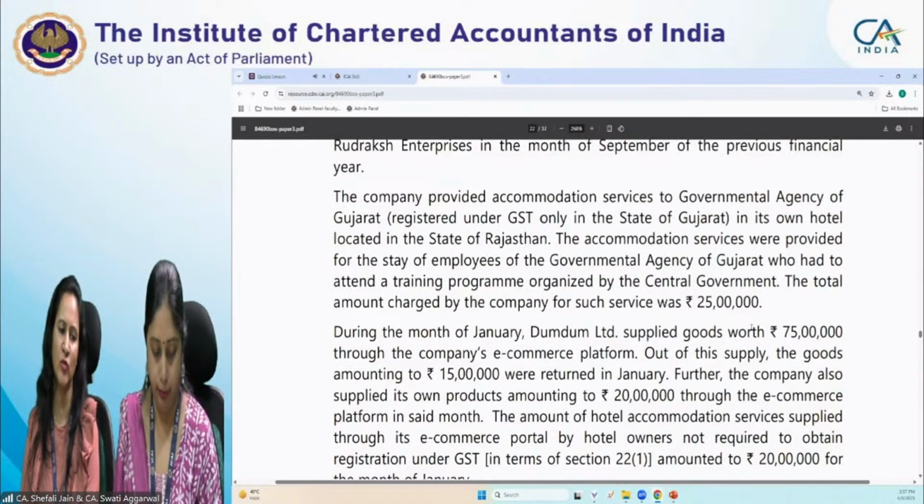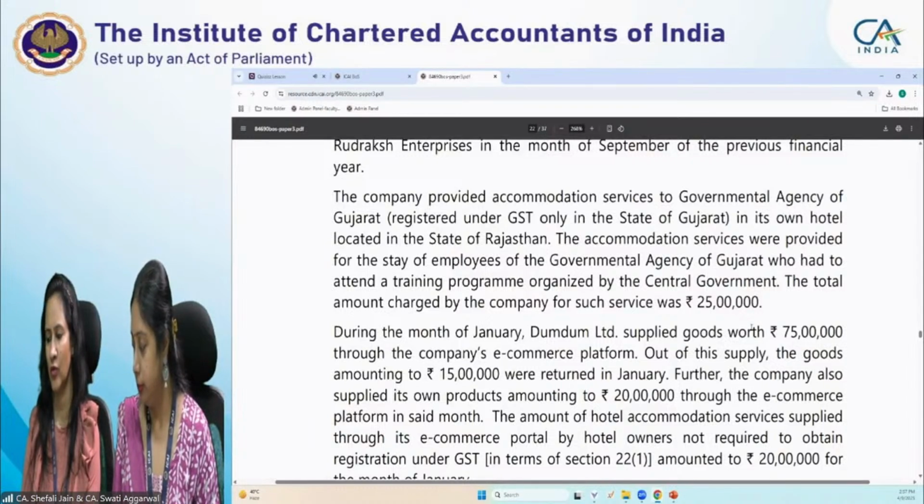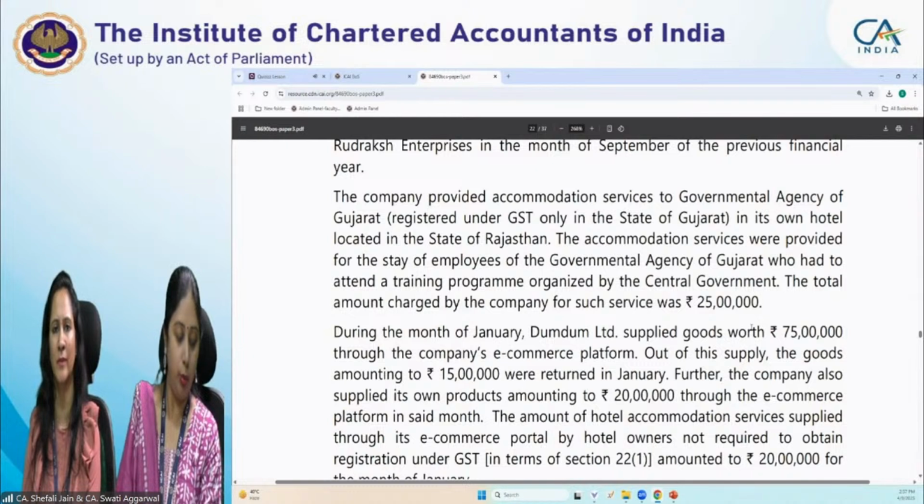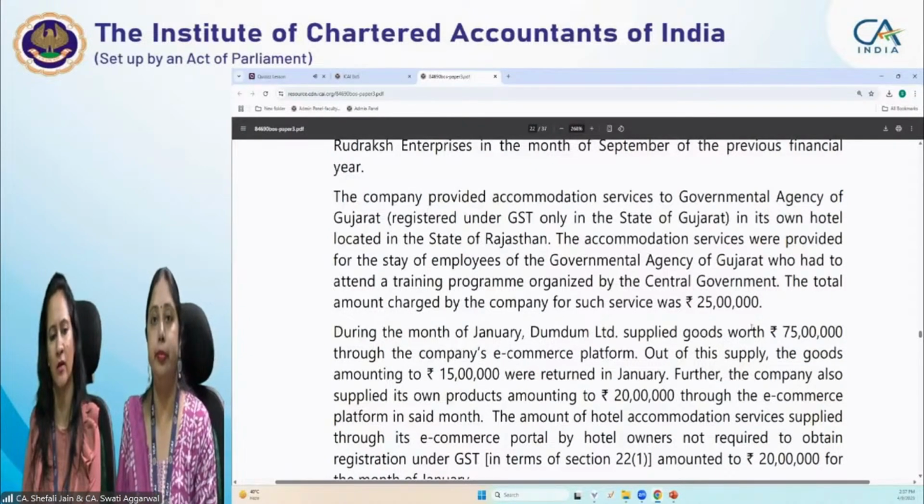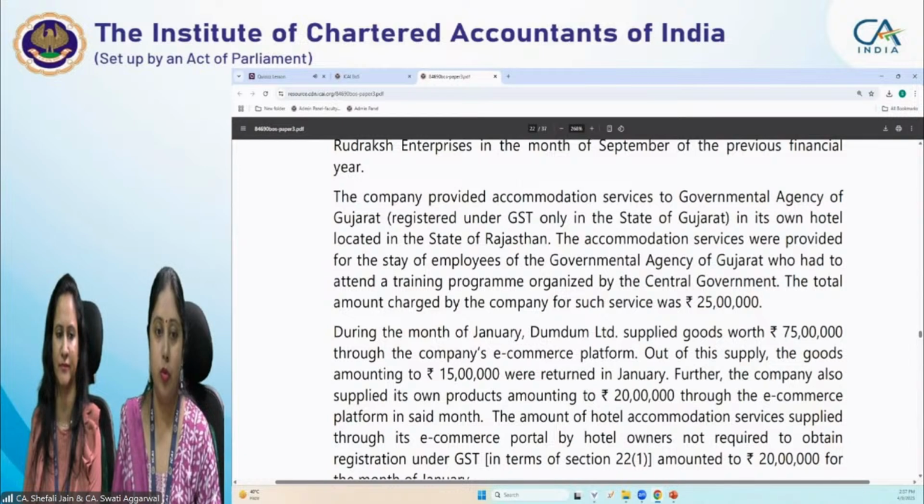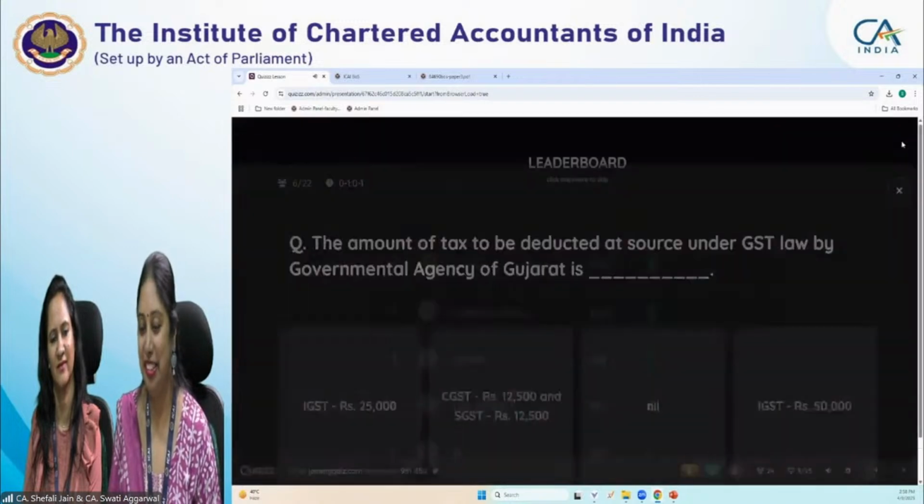TDS and TCS provisions have been introduced in the new scheme only for the intermediate students. So please pay special focus and attention to these newly introduced provisions. This is an important point. Like place of supply, accounts and records, TDS and TCS, these are introduced for the first time. So time is running short now, time up. So 6 students could answer this.